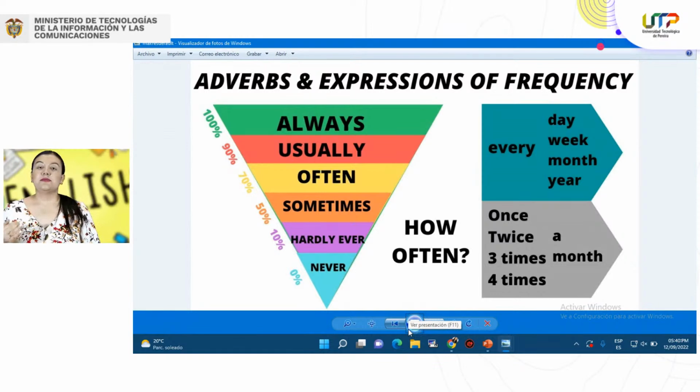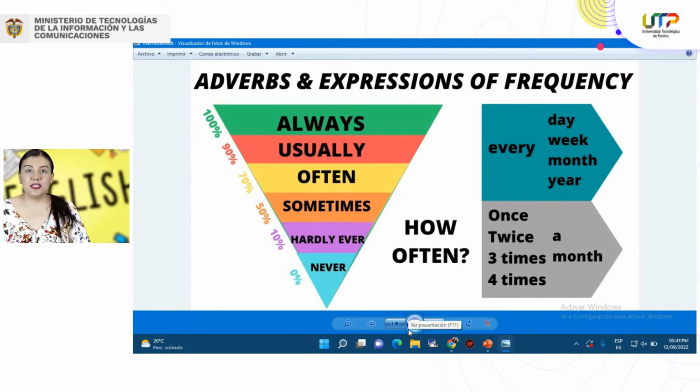Sometimes. Después de sometimes, antes de never, en esa mitad de sometimes and never, tenemos un adverbio que se llama hardly ever. Hardly ever, it's almost never, ¿sí? Miren que no está en el 0% como never, que es nunca, sino que está un poquito más arriba con un 10%, es decir, hardly ever. Es como decir casi nunca, ¿sí? Entonces ahí tenemos los niveles de frecuencia que podemos usar con estas leisure activities.